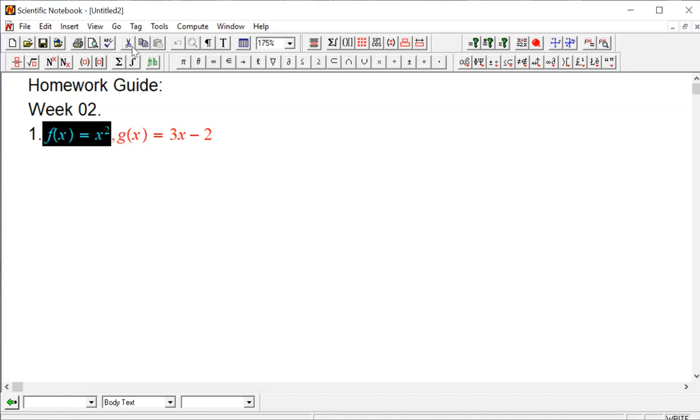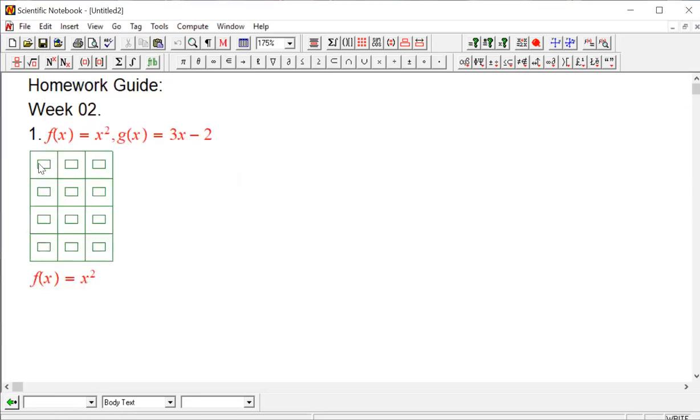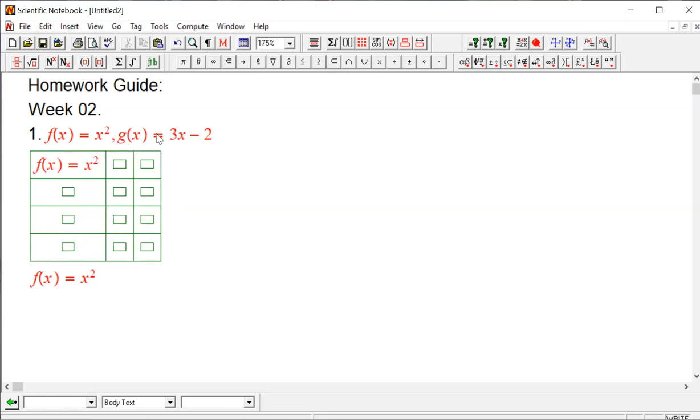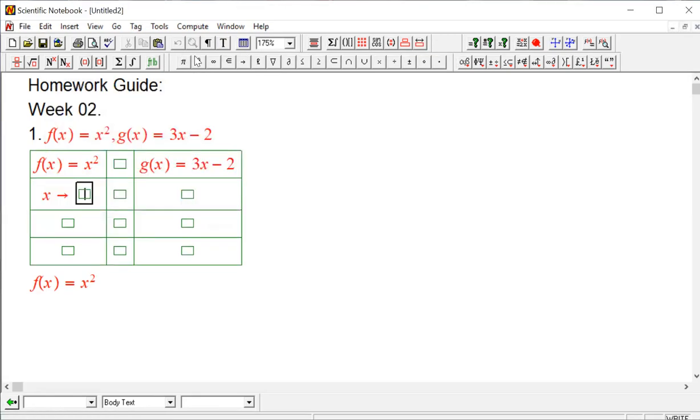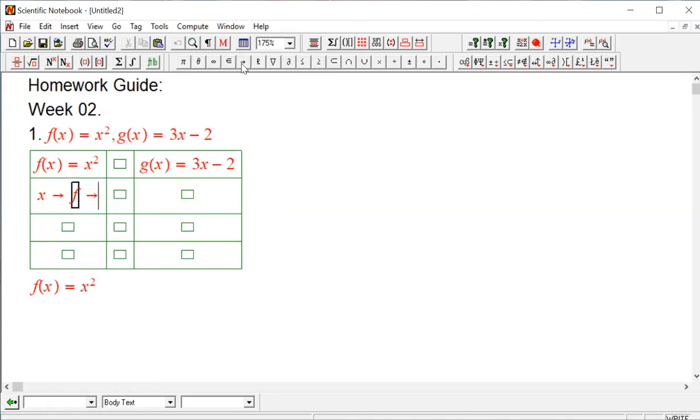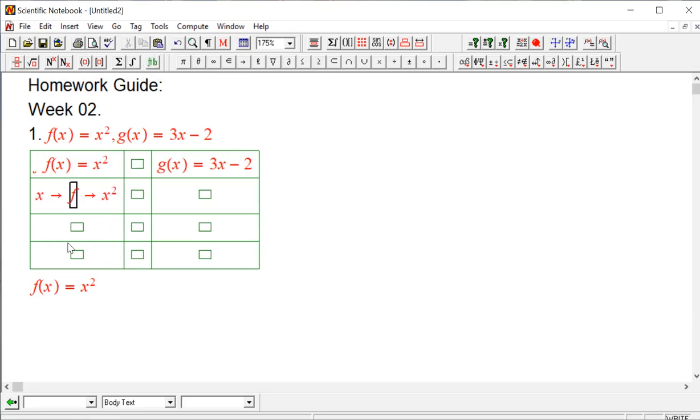We know that each function is a rule. If I put it in a table, it makes it easier to observe. The first function is a rule, and the second function, of course, is a rule. It has an input, and the input follows the rule. We take the input and produce an output. That output is x squared. We know the domain and we know the range.